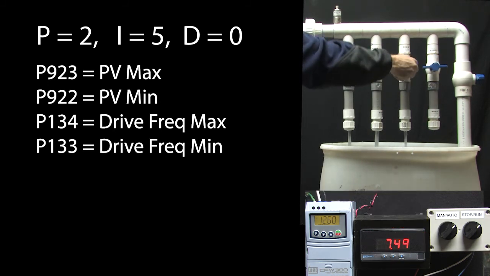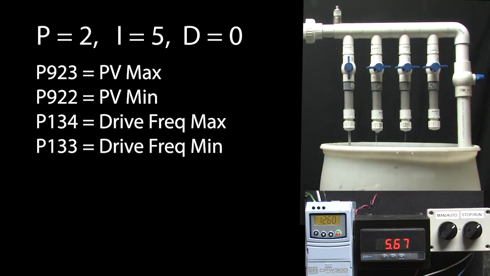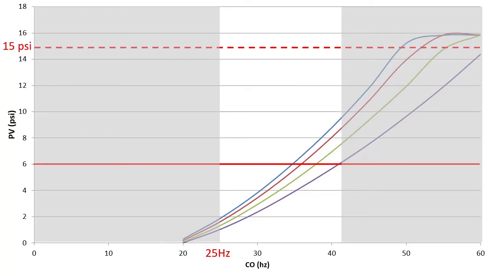I'll close the valves, and sure enough, PID tracks it and automatically adjusts the motor speed to get the system back to 6 psi. Now, what if you can't access your system to create a nice process variable versus drive frequency curve like this? Well, there are a couple things you can do that aren't perfect, but will get you by in a pinch.